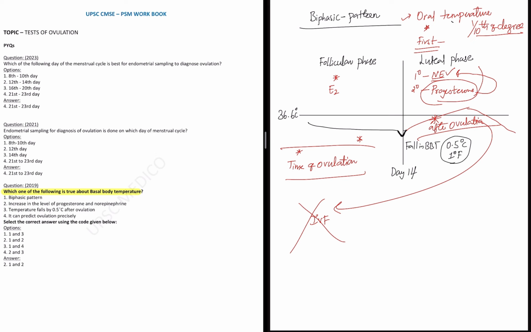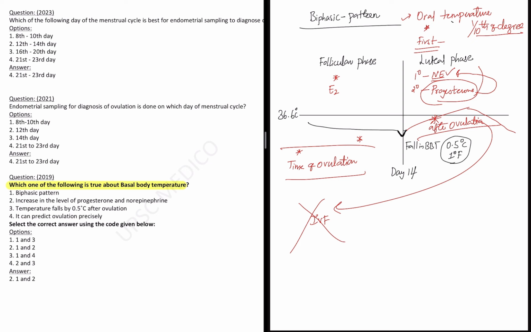Now let's look at the question and understand this concept in more detail. We are looking at the basal body temperature test of ovulation. Which one of the following is true about basal body temperature? It's a biphasic pattern. Yes. This is a biphasic pattern because there is a fall in temperature, then a rise in temperature. And if you keep tracking it after the rise, just 1-2 days before menstruation, the basal body temperature comes back to normal. That's why it is two phases. One rise, other is fall.